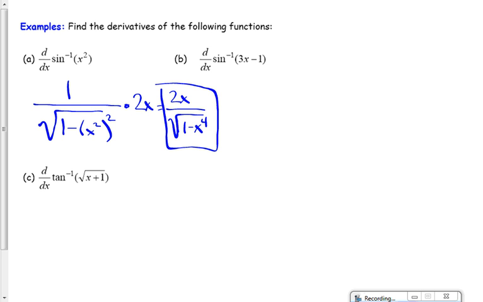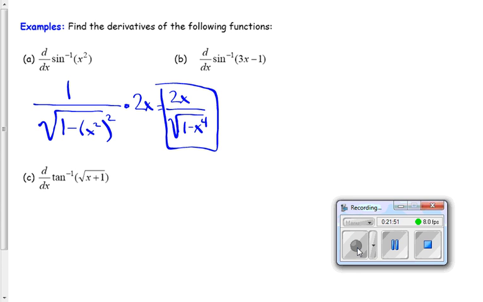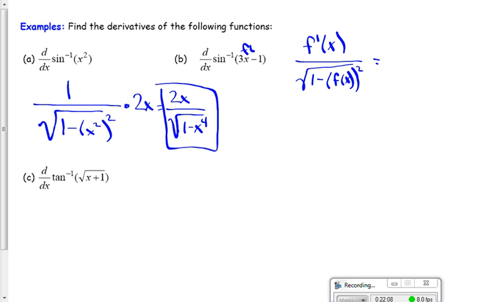Okay? What about B? Will you try B? Do B on your own. And if you're really, really adventurous, do C, and we'll talk in a second. With the sine inverse of 3x minus 1, I think it's worth reminding yourself that this is f prime of x over the square root of 1 minus f of x squared, and then keeping in mind that 3x minus 1 is f of x. So f prime of x is 3. On the bottom, then, we have the square root of 1 minus quantity 3x minus 1 squared. And I don't think it's worth foiling. I think you need to be careful if you do it. I think this is sufficient for our derivative for that one.